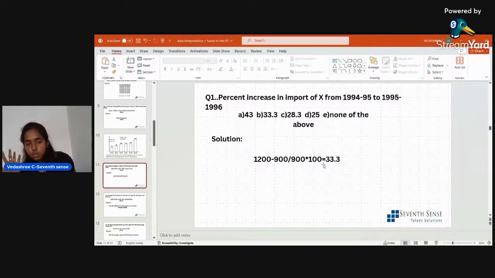The percentage class is also over. So to calculate the percentage, like if you want to calculate 7% of 700, we'll calculate it as 7 divided by 100 into 700, right?